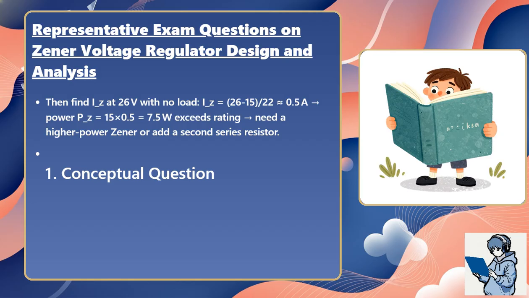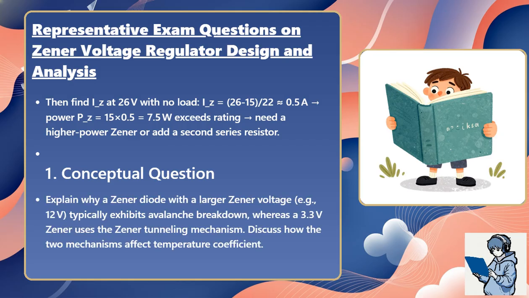2. Conceptual question. Explain why a Zener diode with a larger Zener voltage, for example 12 volts, typically exhibits avalanche breakdown, whereas a 3.3-volt Zener uses the Zener tunneling mechanism. Discuss how the two mechanisms affect the temperature coefficient.